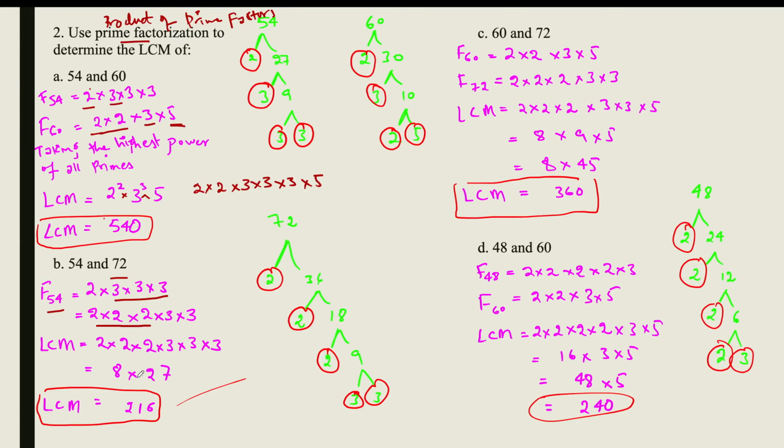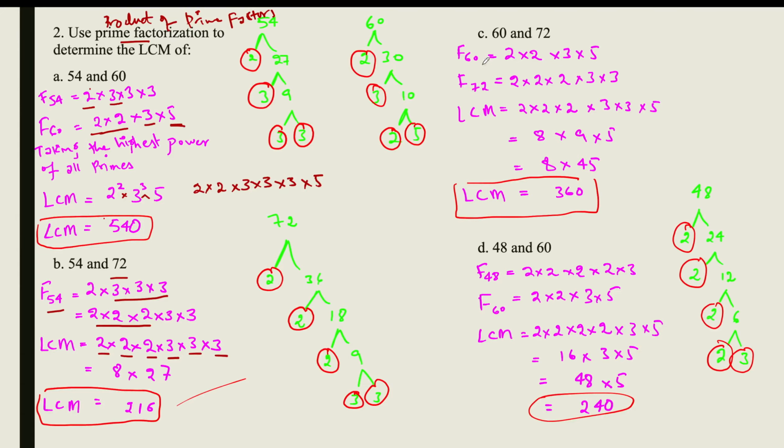So this way we will have the LCM as 2 multiplied by 2 multiplied by 2, and then 3 multiplied by 3 multiplied by 3. 2 into 2 is equal to 4, 4 into 2 is equal to 8. 8 multiplied by 27, because 3 multiplied by 3 is equal to 9, and 9 multiplied by 3 is equal to 27. So 8 multiplied by 27 is equal to 216. So the LCM, the lowest common multiple, would be 216.